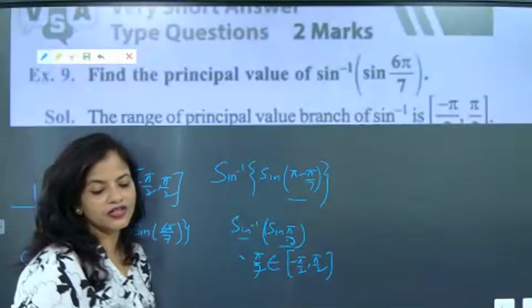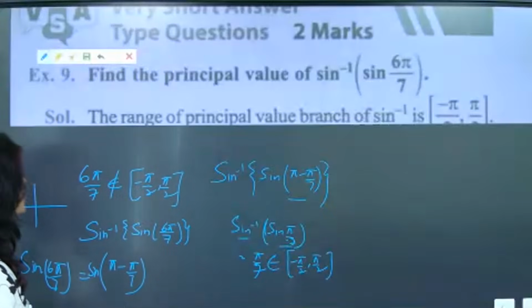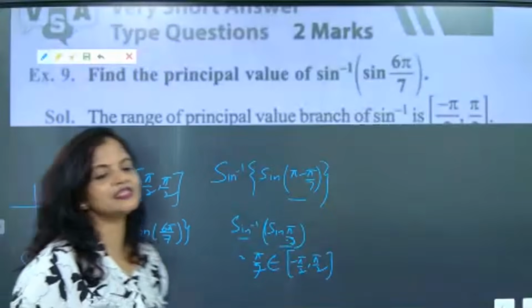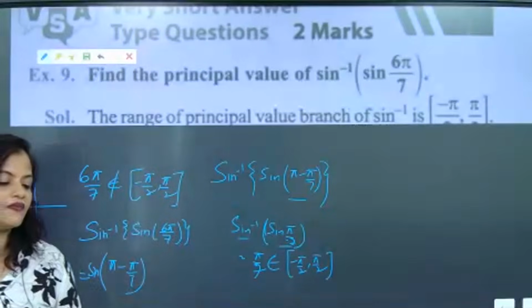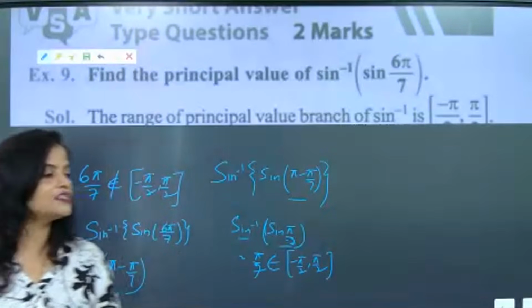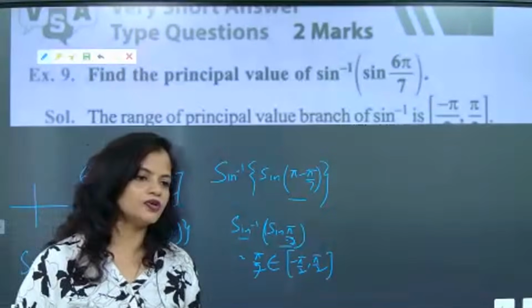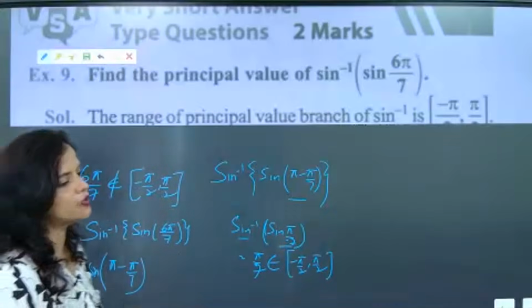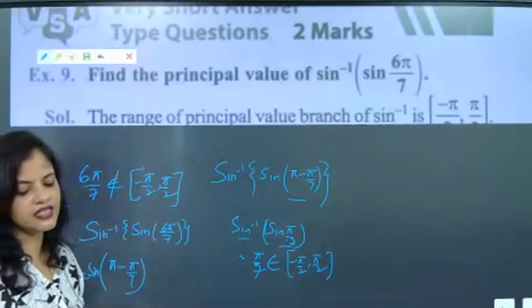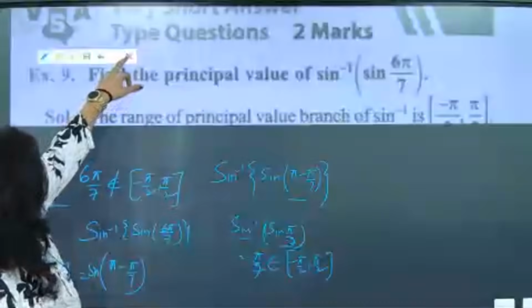First, we have to convert them into the domain interval. Sine is exactly the closed interval -90 to +90. Tan is the open interval -90 to +90. Understood? Cos is 0 to π closed interval. Cotangent is the same. So you must remember that part.